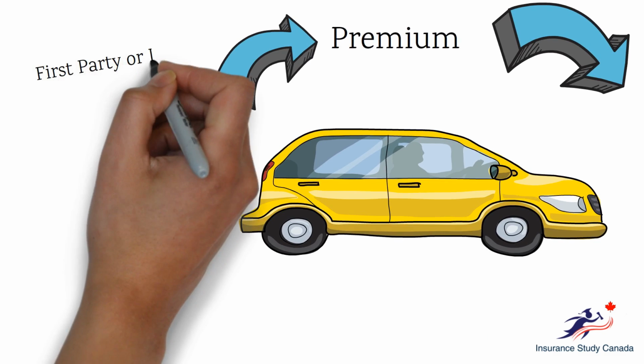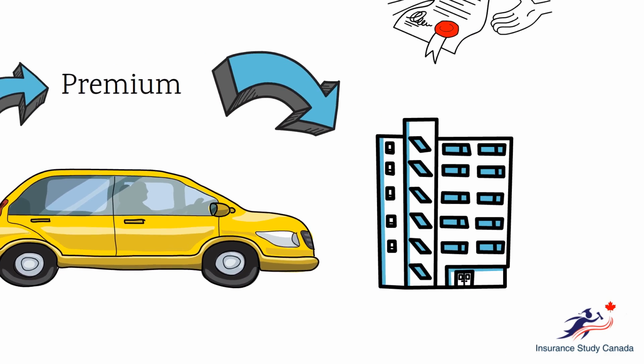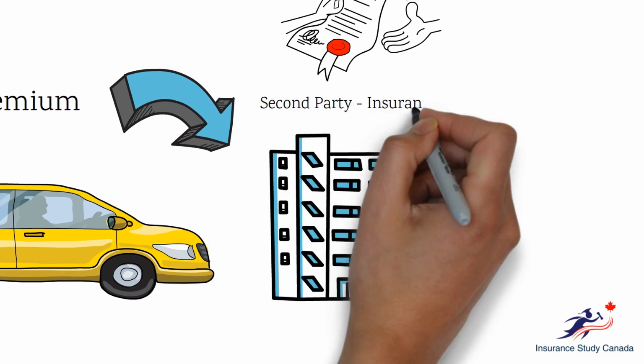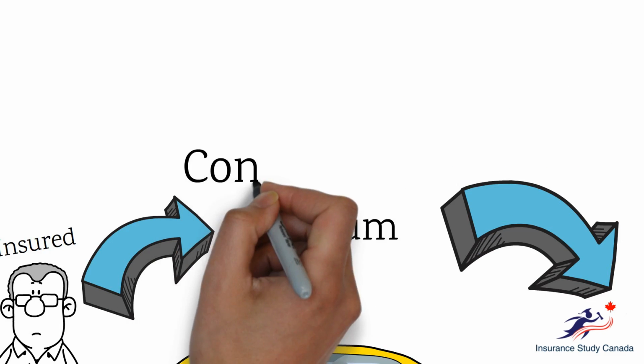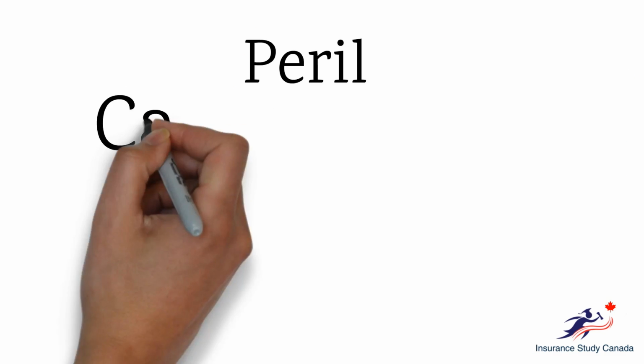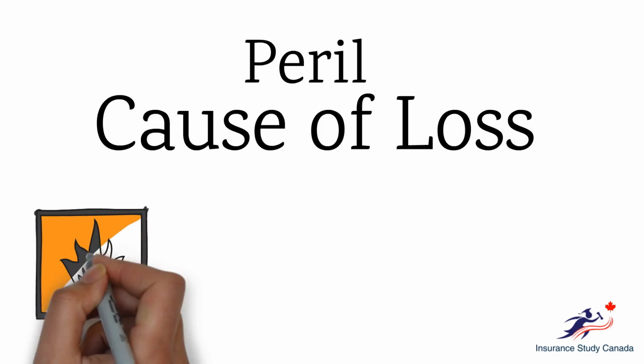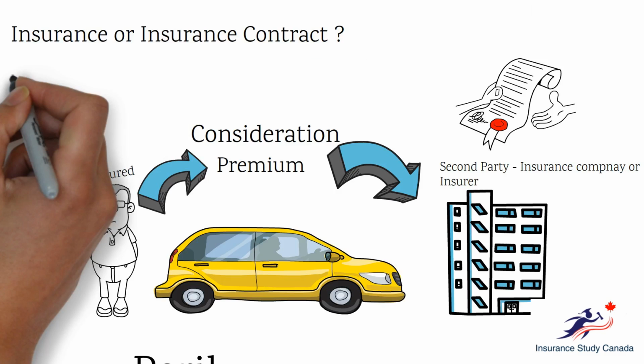The first party, who wants to take insurance coverage, is also known as the insured. The second party is the insurance company, also known as the insurer. The premium is also known as consideration in insurance terms. And peril is the cause of loss. For example, fire, flood, theft, and accident.